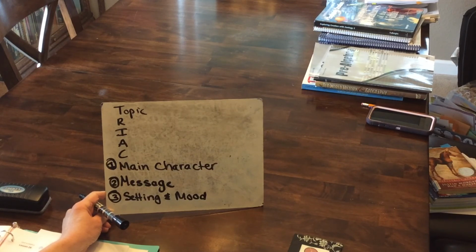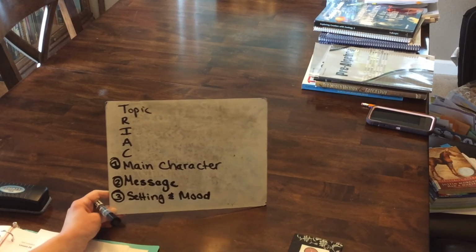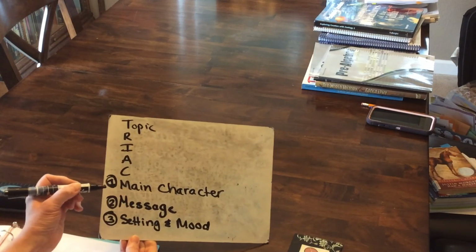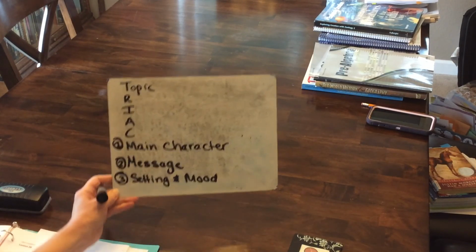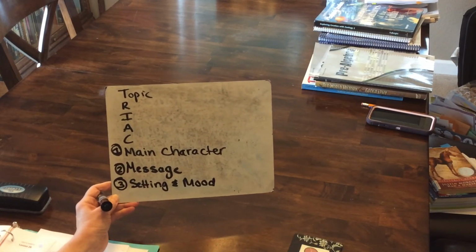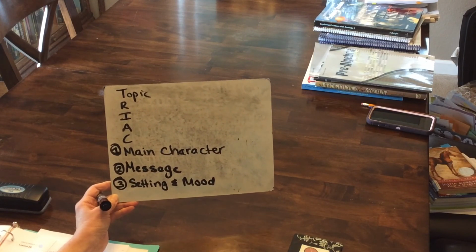There was a dramatic change in the story. All or nothing also has to do with persecution of the early church. Those are some examples. So you need to choose what you're going to analyze. The main character, the message, or the setting and the mood. Which one are you going to do?